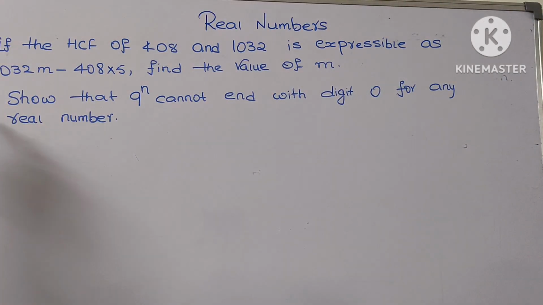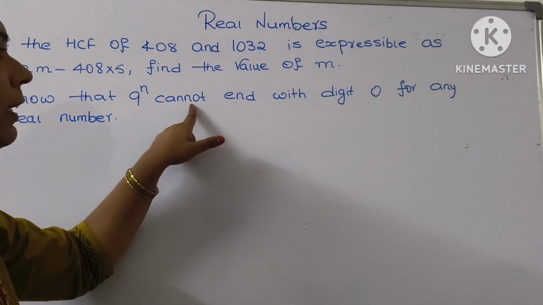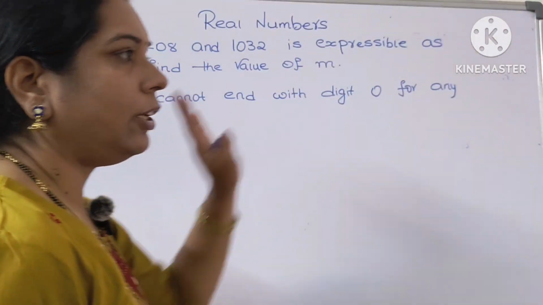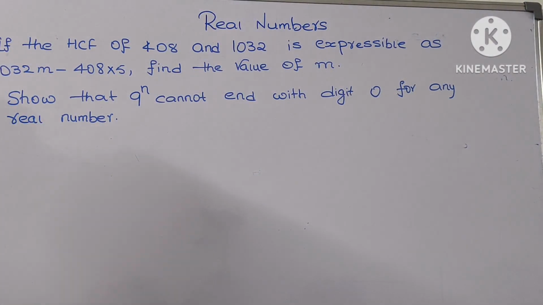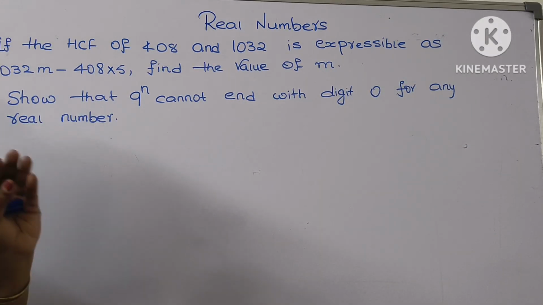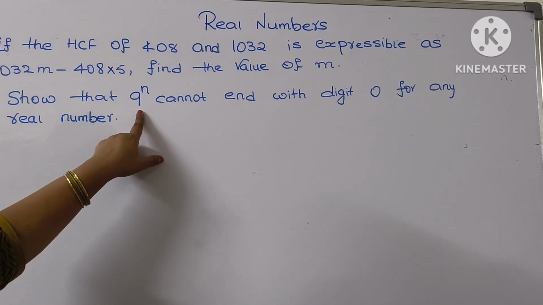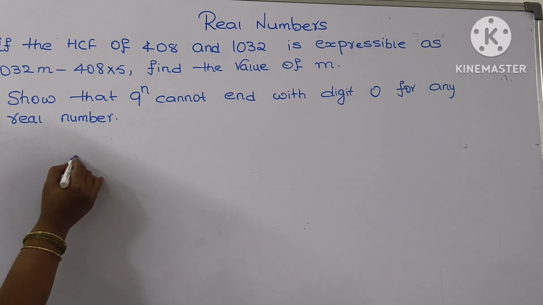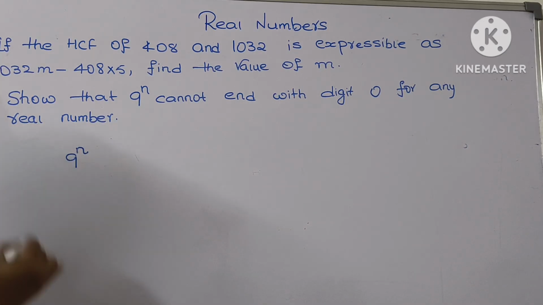So the next one is very important. All the sums that I am teaching here are very important, but this is a theoretical sum. So let us concentrate on this second sum. Show that 9 power n cannot end with a digit 0 for any value of n. First, let us understand what the question is all about. He is saying there is a number which is written as 9 power n.